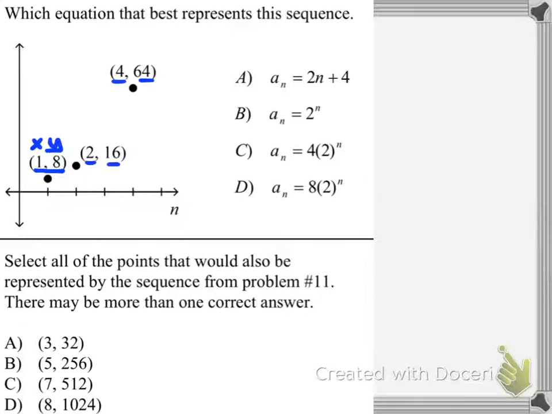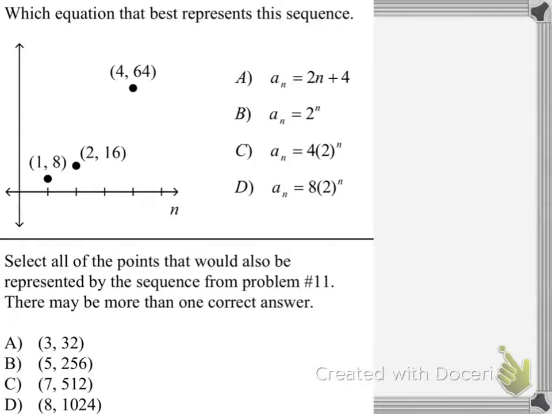Now, if you notice, this is not a linear equation. So if you connect the points, it is going to be what we call an exponential function. Since this is not a linear equation, automatically we'll know that the answer is not A, because that would be an equation of a line.